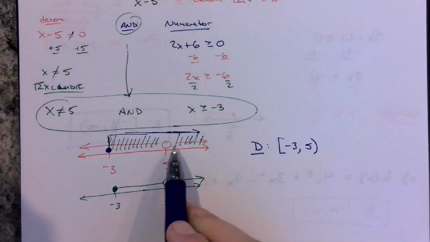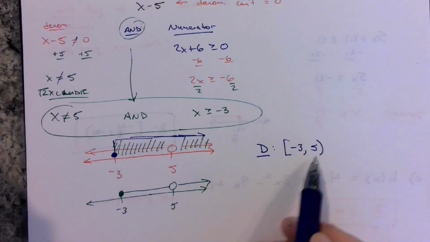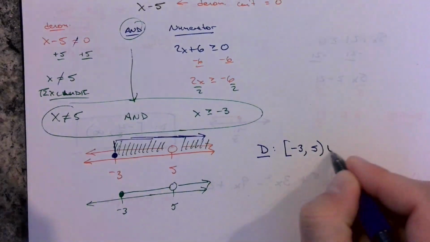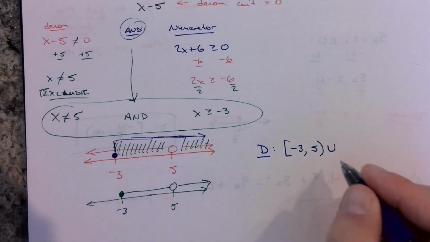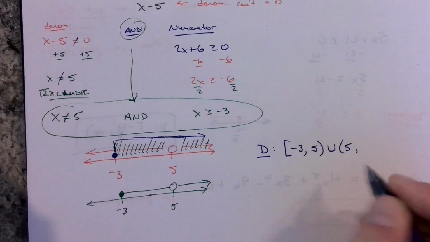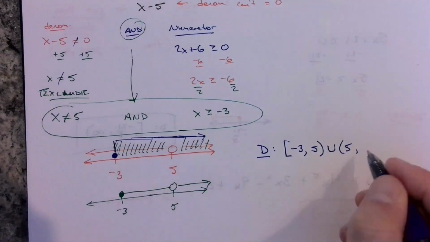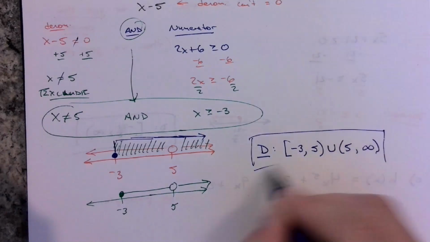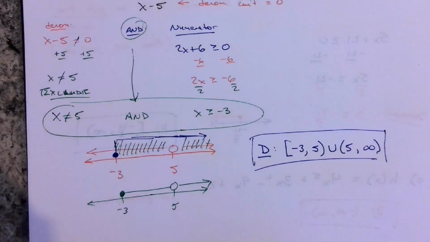Now, you can't just say -3 to infinity. You need to have this break at 5, because 5 is not included. And then union, and then I start back up at 5, so it's parenthesis 5, just not including 5. And how far out do I go? Well, I go out forever to infinity, parenthesis on the side with the infinity. So the domain here is from -3 to 5, including -3, not including 5, union, and then picking up right after 5 to infinity, but you're not including the 5.